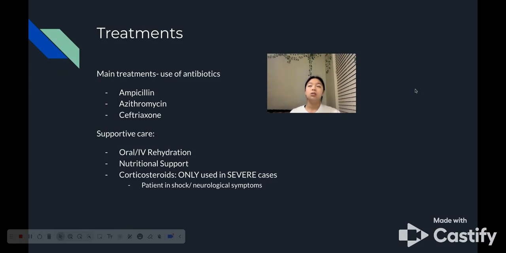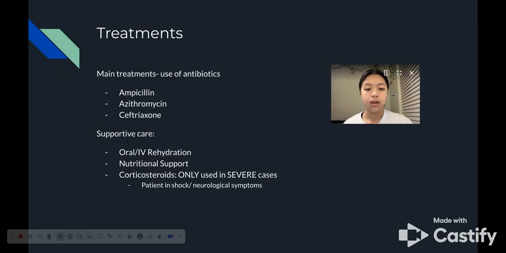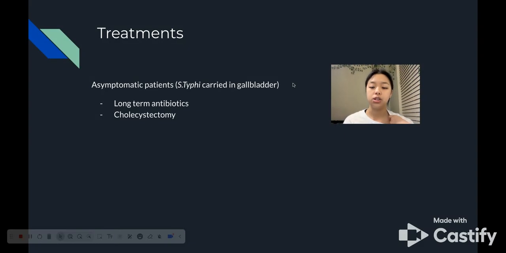So we also have asymptomatic carriers of typhoid fever, and that S. typhi would be found in their gallbladder. So what we can do is to use long-term antibiotics or cholecystectomy, which is just removal of your gallbladder.